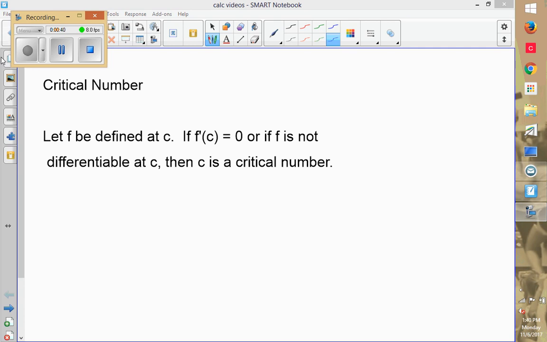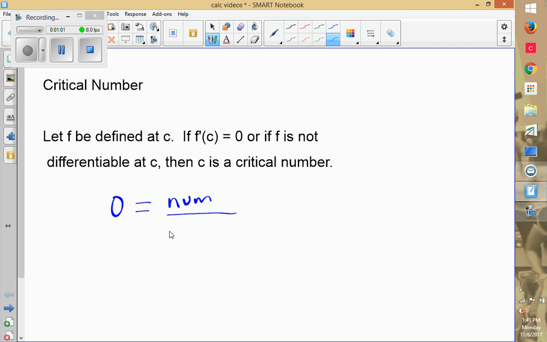And I mentioned this earlier in the year, but you guys are familiar with setting an equation equal to 0. So if you have a polynomial, you just set the polynomial equal to 0 and solve. However, if you have a fraction equal to 0, that's going to happen basically when your numerator is equal to 0.